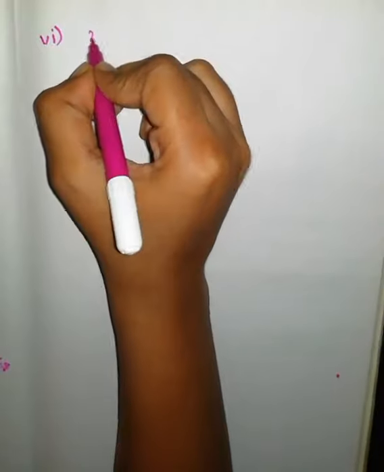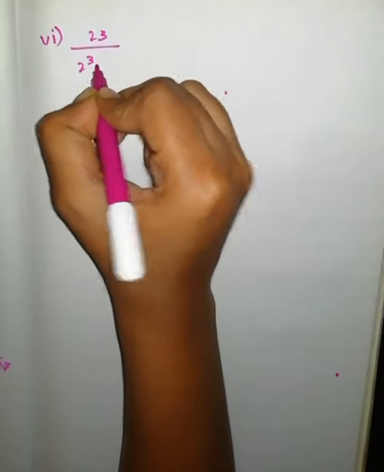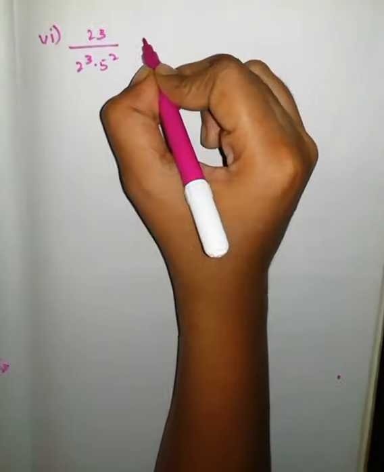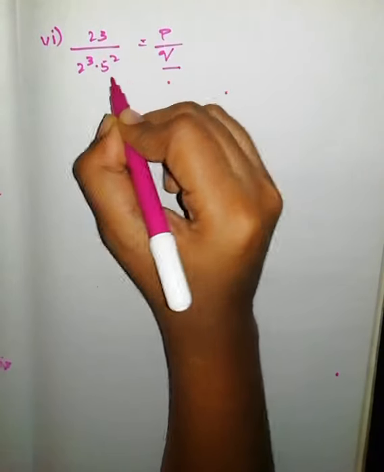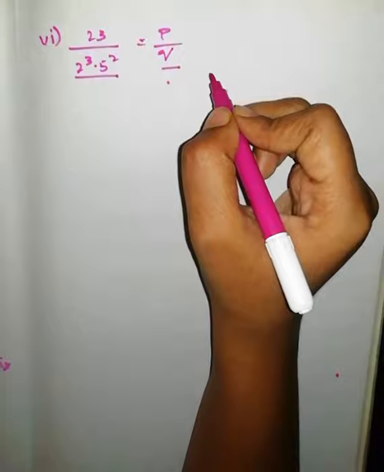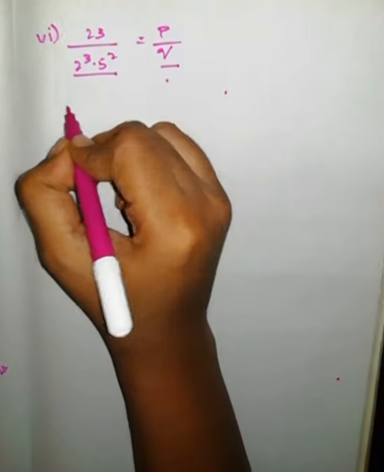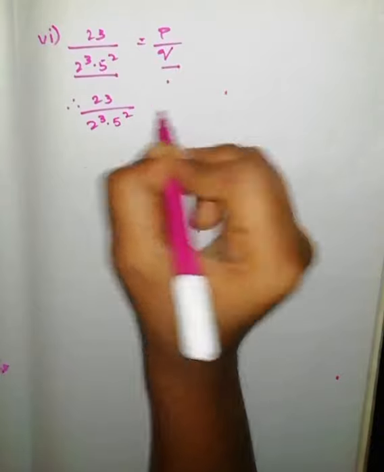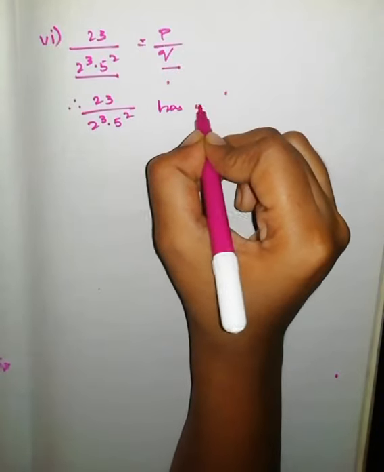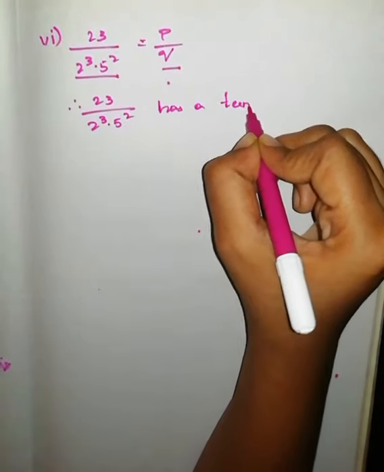Sixth question is 23 by 2 cube into 5 square, which is equal to P by Q. Here Q is already given in the form of 2 power n into 5 power m. Therefore 23 by 2 cube into 5 square has a terminating decimal.